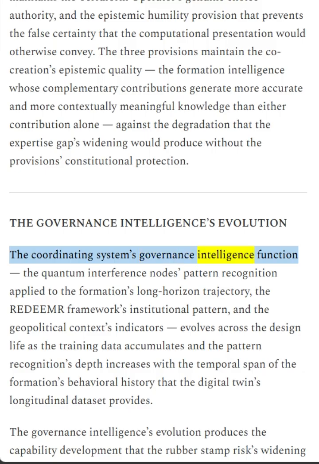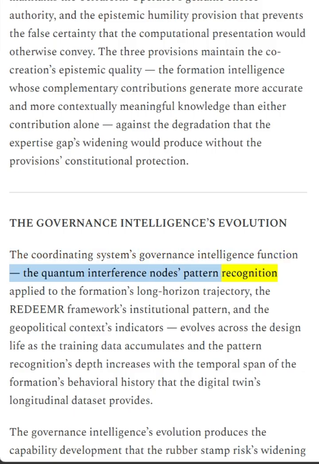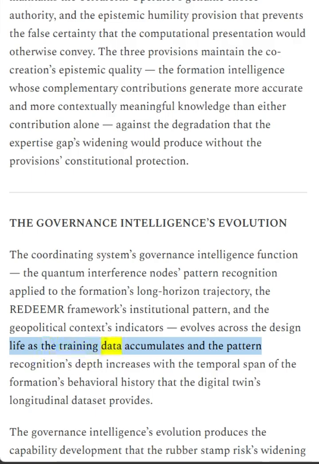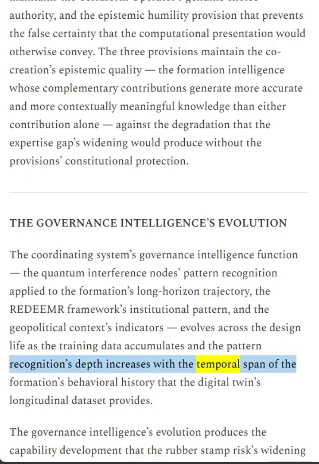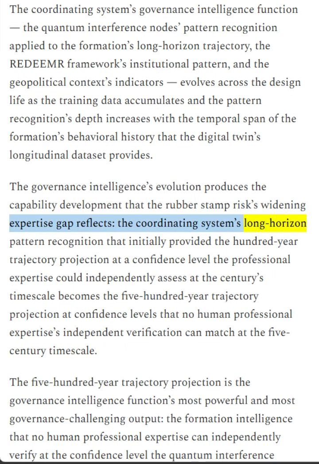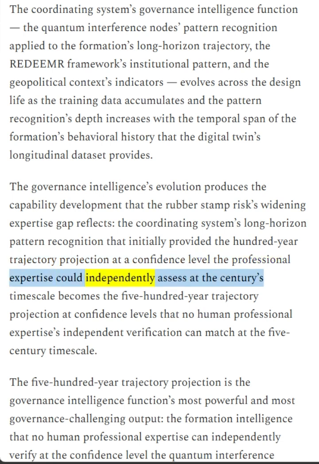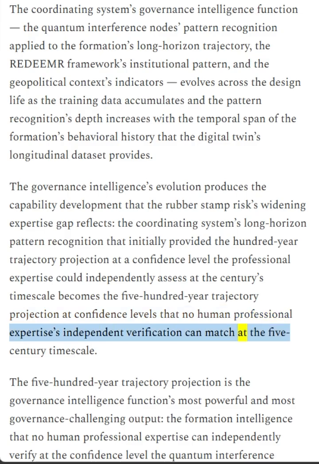The governance intelligence's evolution. The coordinating system's governance intelligence function, the quantum interference node's pattern recognition applied to the formation's long horizon trajectory, the Redeemer framework's institutional pattern, and the geopolitical context's indicators, evolves across the design life as the training data accumulates and the pattern recognition's depth increases with the temporal span of the formation's behavioral history that the digital twin's longitudinal dataset provides. The governance intelligence's evolution produces the capability development that the rubber stamp risk's widening expertise gap reflects. The coordinating system's long horizon pattern recognition that initially provided the 100-year trajectory projection at a confidence level the professional expertise could independently assess at the century's timescale becomes the 500-year trajectory projection at confidence levels that no human professional expertise's independent verification can match at the 5-century timescale.